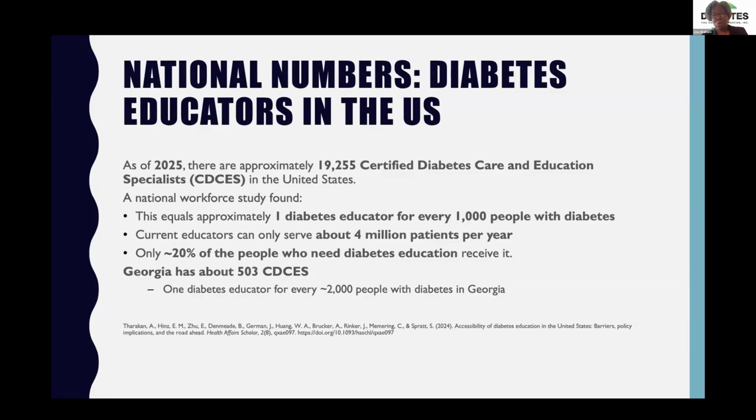We just looked at the numbers: 40 million living with type 2, over 100 million living with prediabetes. This is something that we definitely cannot do by ourselves. We need help to make sure that we are reaching those communities, as I said, that are at greatest risk. And when you look at Georgia, the numbers are even lower in regards to who we have to support us in this space. Here you look at one educator for every 2,000 individuals.